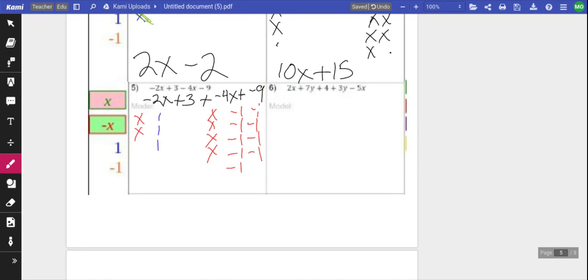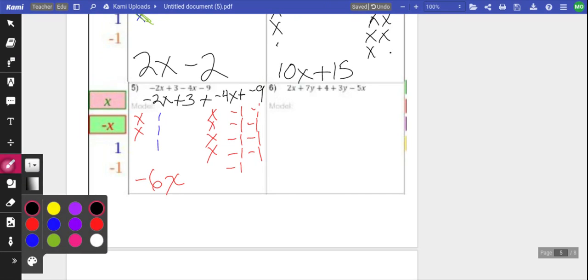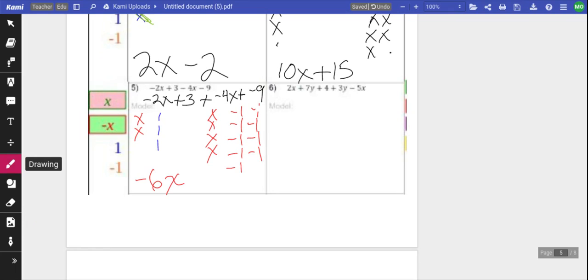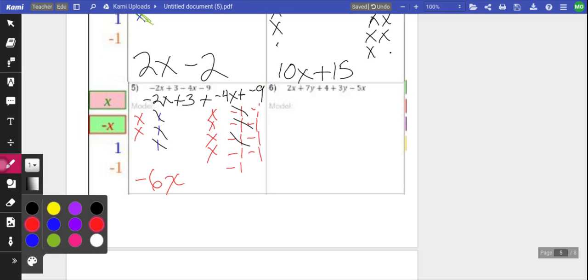Okay, now if we look, I have all negative x's, so I can't cancel anything out. So that's a negative 6x. But with our ones, we do. I have 3 positive and 9 negative. So for every pair, I can cross them out. So this is how we model it. If you're asked in the future to model, that's how you're going to model it.